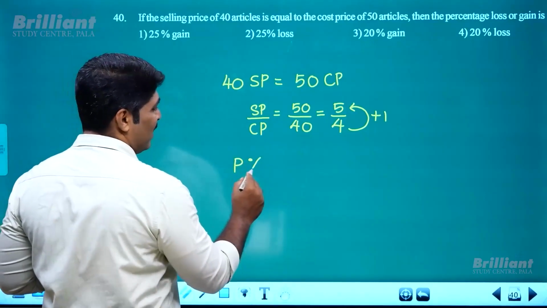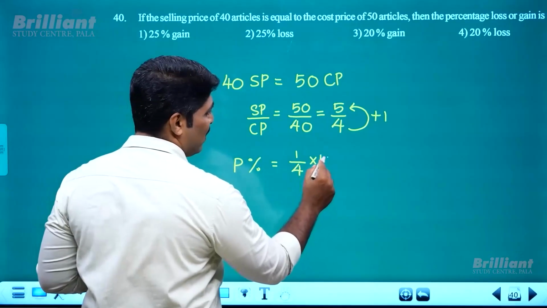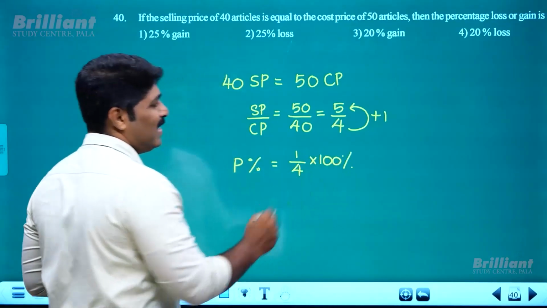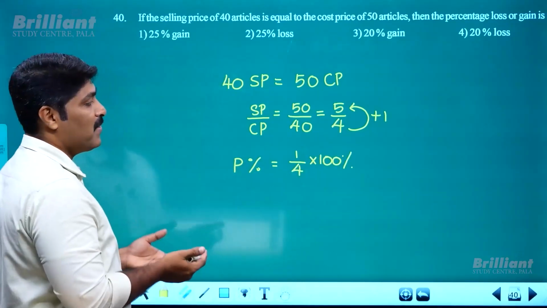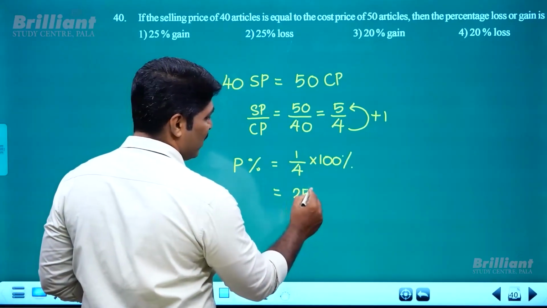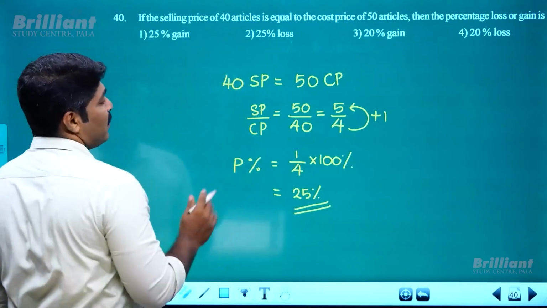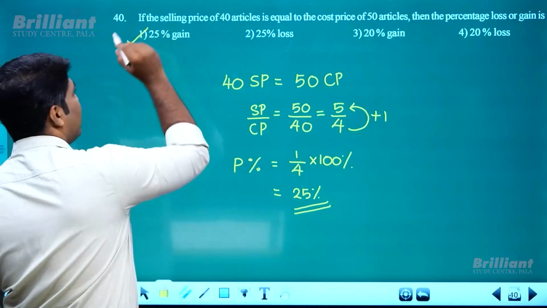So here the profit percentage is 1 by 4 into 100%. It's easy. While observing itself, we got the answer. What is 1 by 4? 1 by 4 is 25%. Simple. So it's a very simple question. Don't forget, it's 25% gain.